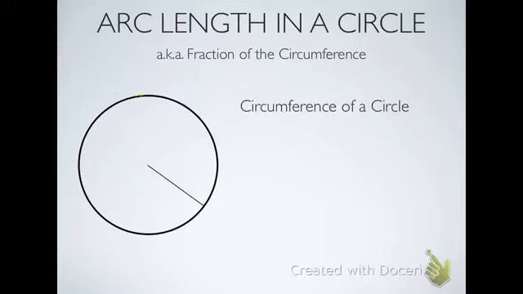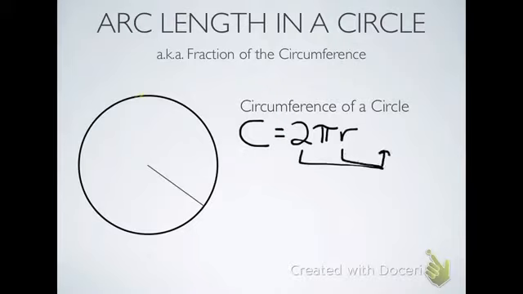In order to find the arc length in a circle, we need to think of it as the fraction of the circumference. So in a circle, we have something called the circumference, which is the distance around the circle. And we typically have the formula that the circumference equals 2 pi r, or since we know that 2 times the radius is the diameter, it's just pi times diameter. But for the sake of this, we'll use 2 pi r.